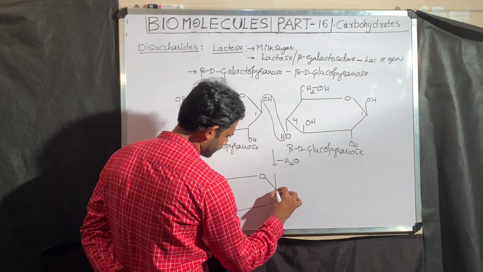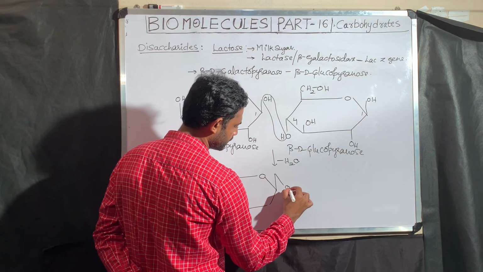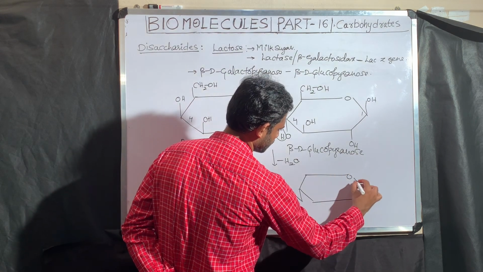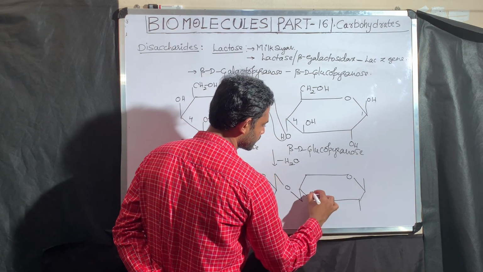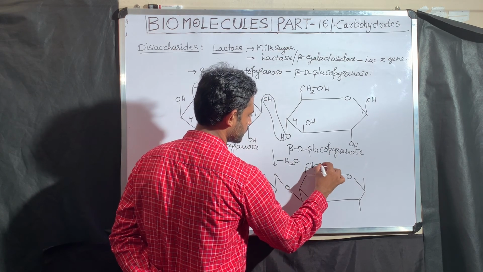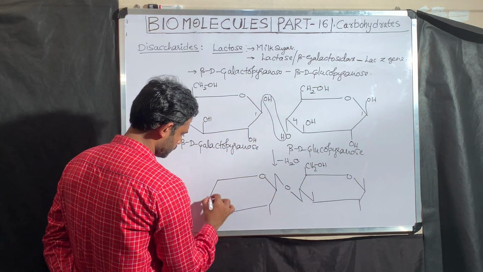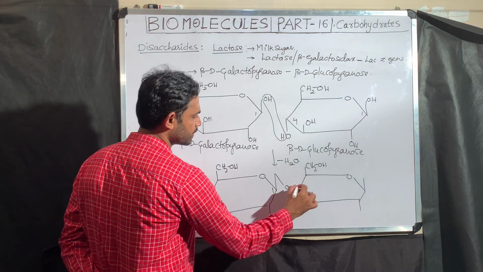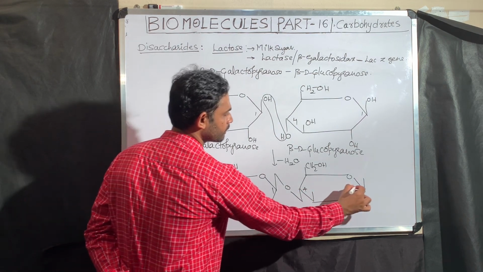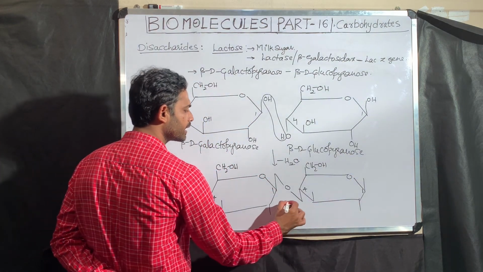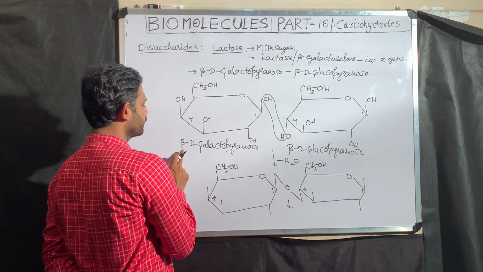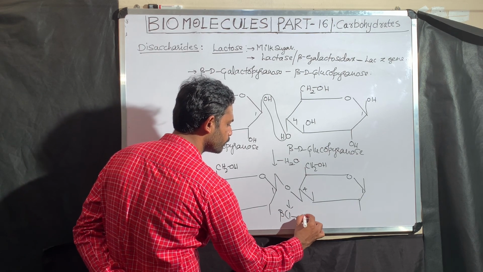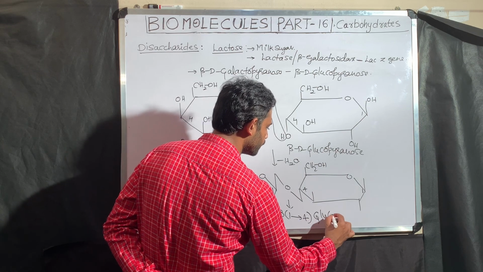See, up here the oxygen remains. Beta, this is glucose, CH2OH. This is galactose, CH2OH. This is the first carbon, this is the fourth carbon. Fourth carbon, first carbon. Yes or no? What is the name of this bond? First sugar, which anomer? Beta, right? So beta. From which carbon to which carbon? 1 to 4. Glycosidic bond.